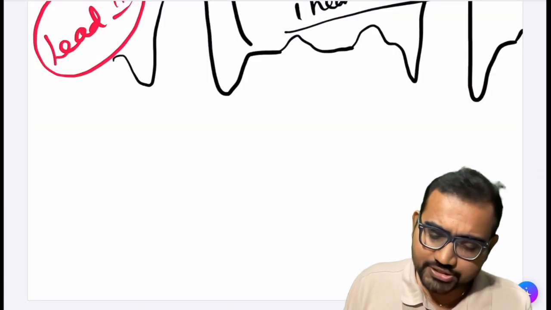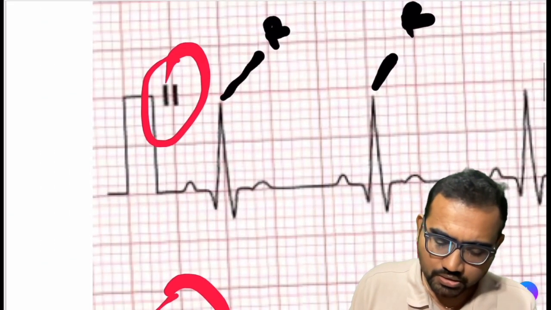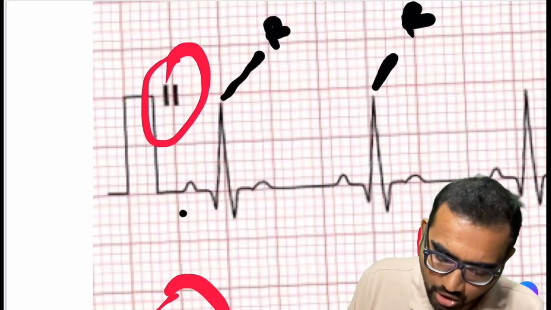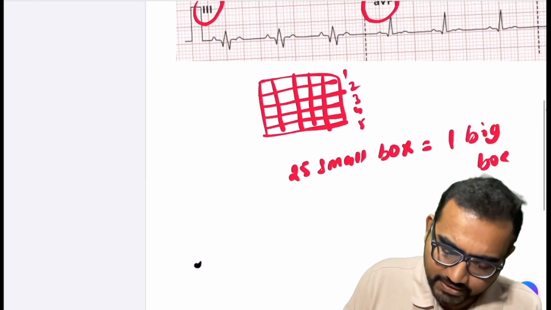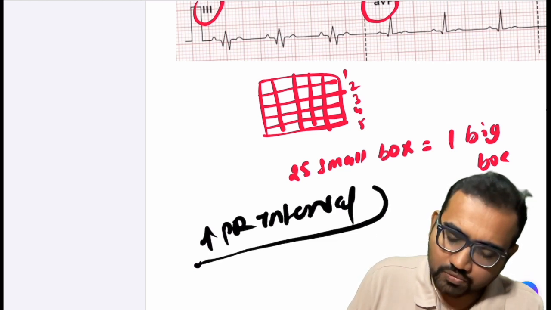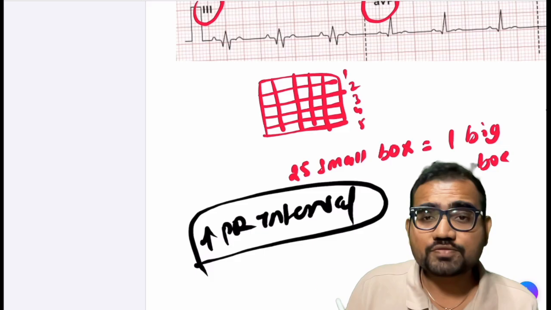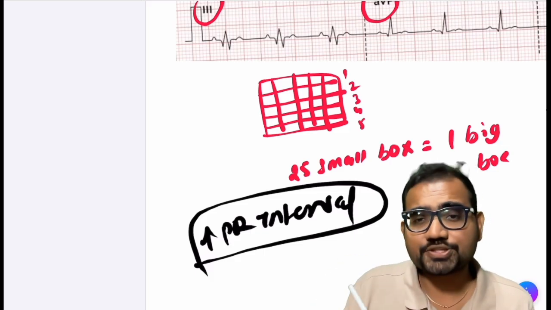Imagine a patient comes to you with a prolonged PR interval, or an increased PR interval. I want you all to comment what the diagnosis is when you see an ECG with increased PR interval in the comment section.